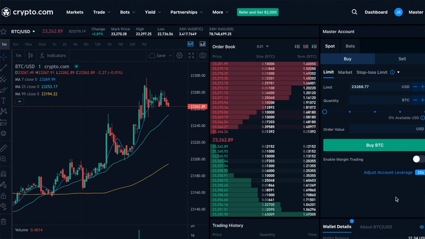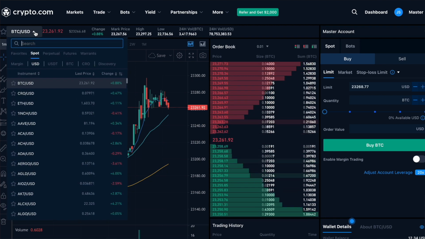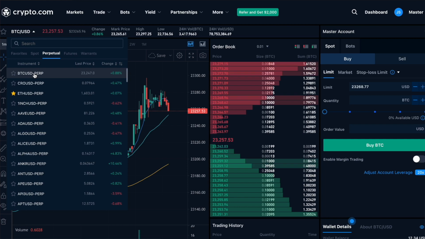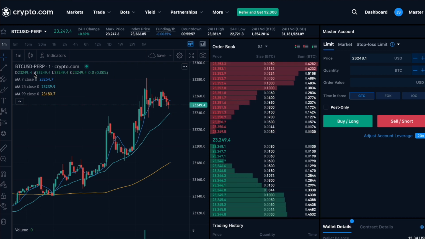In order to trade futures at Crypto.com, we actually have to go back to the trading pair selection. We find the Perpetuals tab and have a look at the BTC USD Perpetual. For both spot and futures trading, our trading terminal looks the same. With a few differences, I'll explain while we perform the next trade.